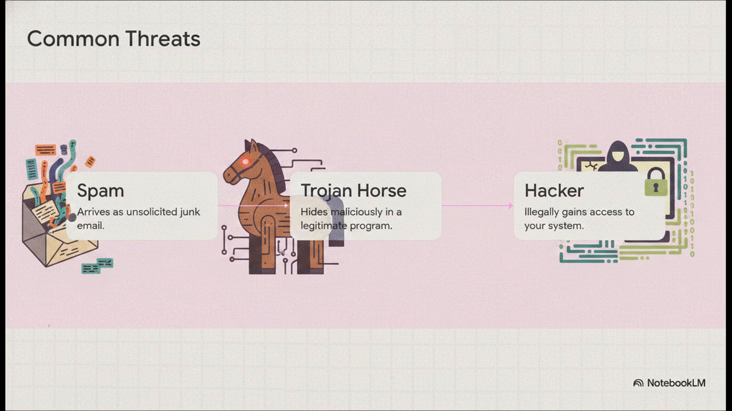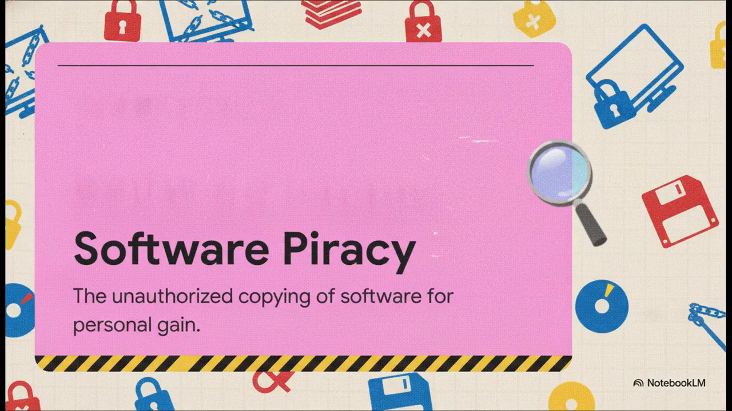Second, a Trojan horse is a specific malware that tricks you by hiding maliciously inside what looks like a totally normal, legitimate program. And third, a hacker is the person who uses their technical expertise to illegally bypass security and access the system. And then we have another major compliance term you'll absolutely see: software piracy. Just remember, if a question asks about the unauthorized copying of software for personal gain or distribution, software piracy is the exact phrase they are looking for.